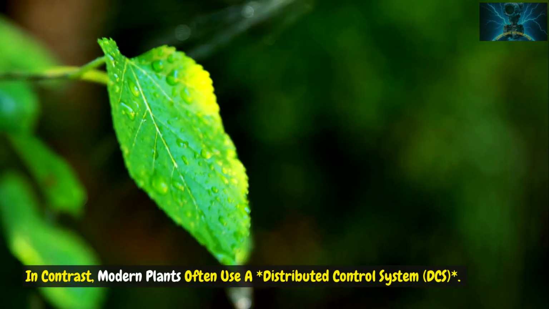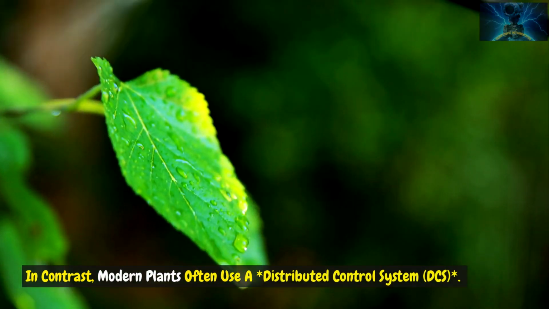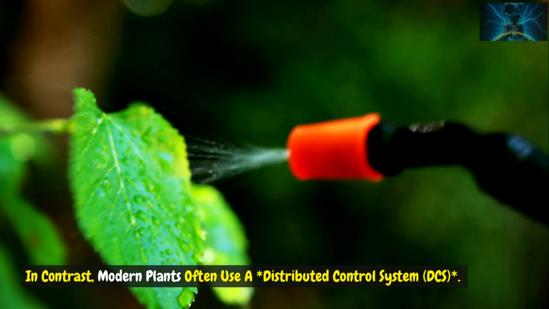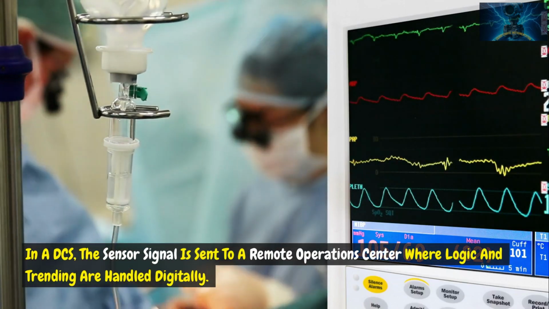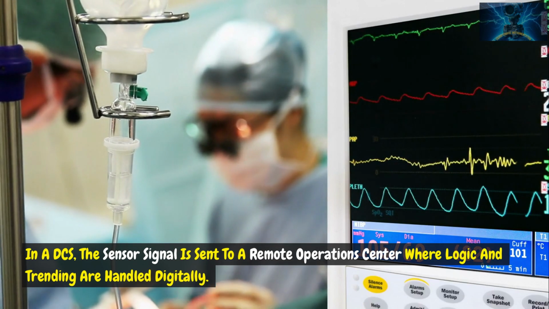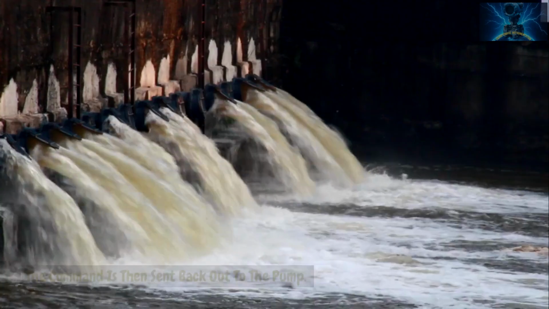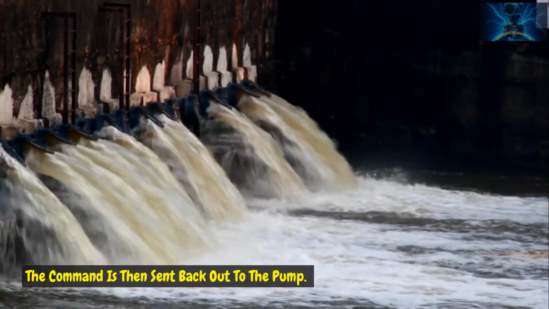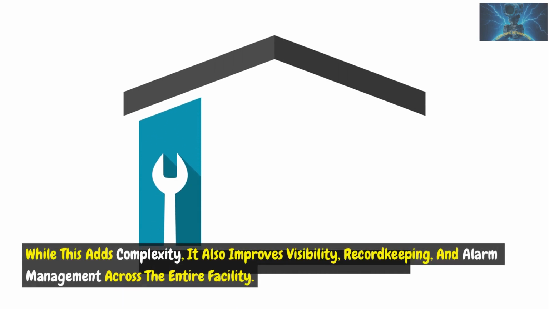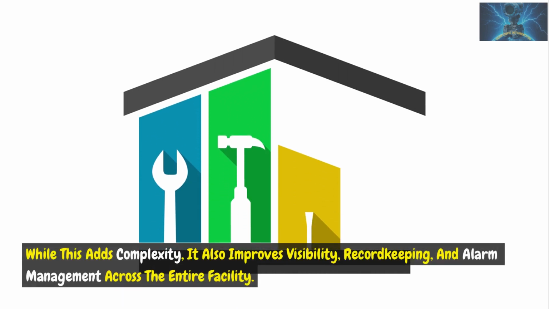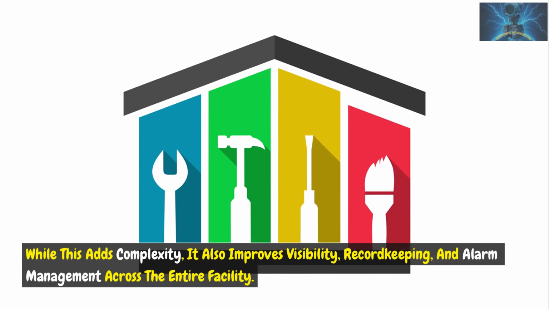In contrast, modern plants often use a distributed control system, DCS. In a DCS, the sensor signal is sent to a remote operations center where logic and trending are handled digitally. The command is then sent back out to the pump. While this adds complexity, it also improves visibility, record-keeping, and alarm management across the entire facility.